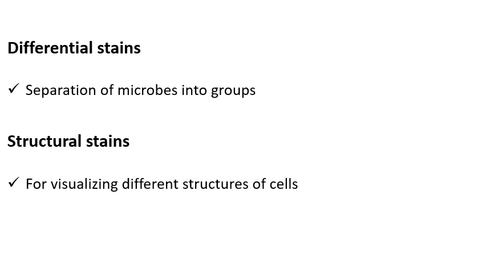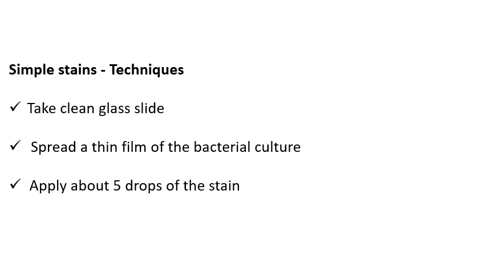Next one is structural stains, for visualizing different structures of cells. For example, cell wall stains, with which we can view the structure of the cell wall. Spore staining is there. Capsule staining, where you can see the presence of a capsule, and flagella stain, to see whether flagella are present or not, and nuclear stain. These are the different types of structural stains. Let me explain in detail the technique practiced in simple stain.